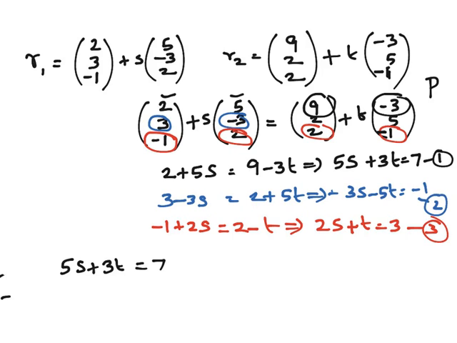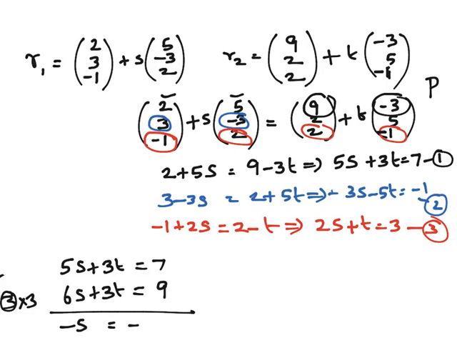Now equation 3, I'll multiply by 3. I'll get 6s plus 3t equal to 9. Okay, so if I subtract, I'll get minus s equal to minus 2. So s equal to 2, right? Now I'll substitute the value of s here.